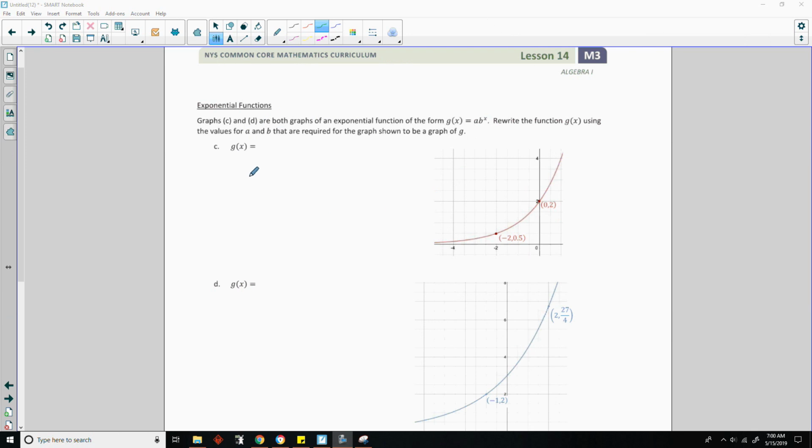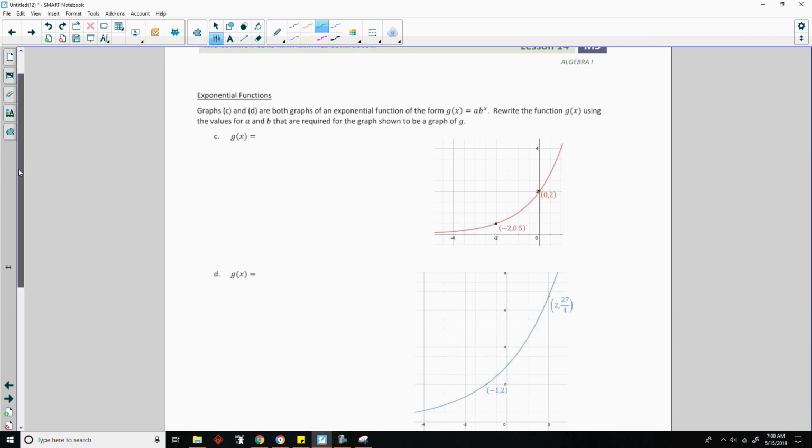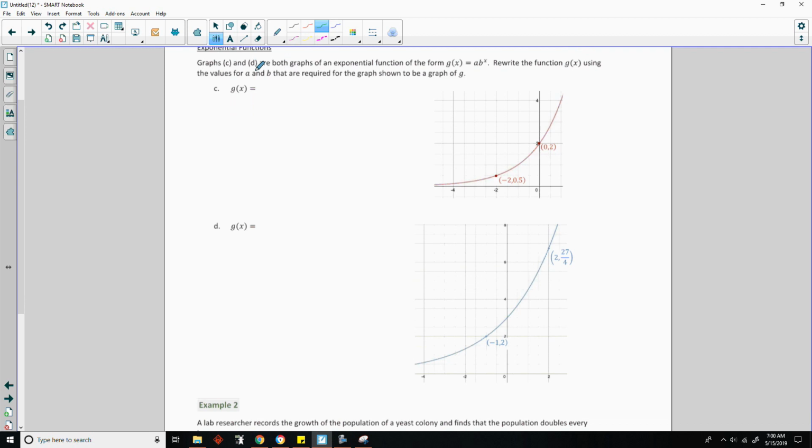Okay, page 2. Exponential functions. Graph C and D are both graphs of exponential functions of the form g of x equals a times b to the x. Rewrite the function g of x using the values for a and b that are required for the graph shown to be a graph of g.